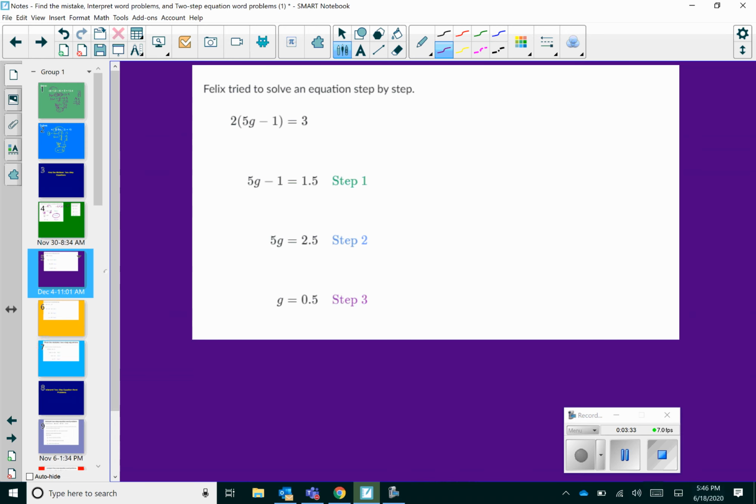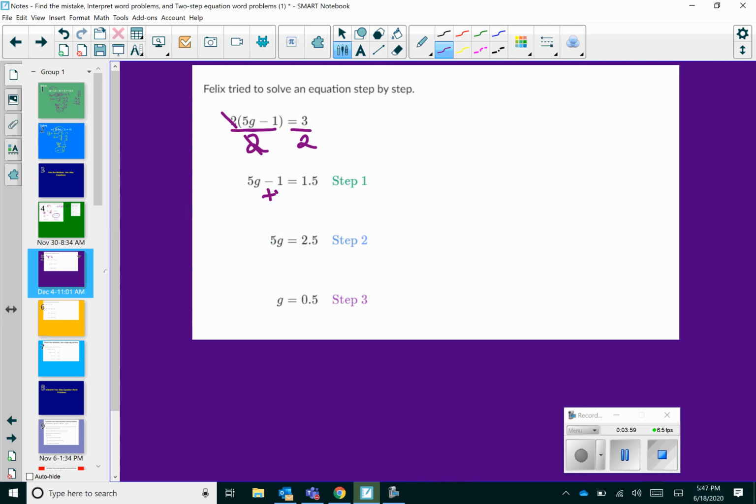Felix tried to solve the equation step by step. Okay, so taking a look at the first step, notice that it's 5g minus 1, so it looks like they factored the 2 out first. So let's do that. So I'm going to divide both sides by 2. And that's going to leave me with 5g minus 1 equals 1.5. Well, 3 divided by 2 is 1.5, so that's right.